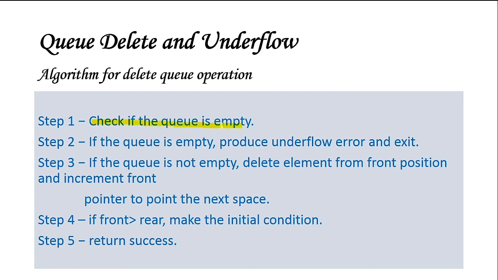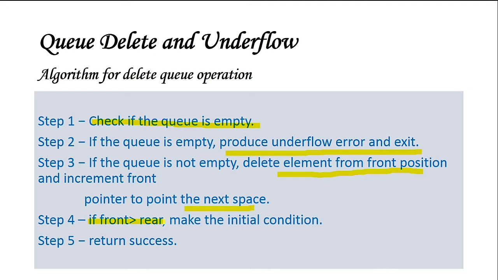Check if the queue is empty. If the queue is empty, produce the underflow error and exit. If the queue is not empty, then delete the element from the front position and increment the front pointer to point to the next space. What you are exactly going to do? You are going to delete from front and increment front so that it will point to the next particular element, and you can delete in the next step if you want.